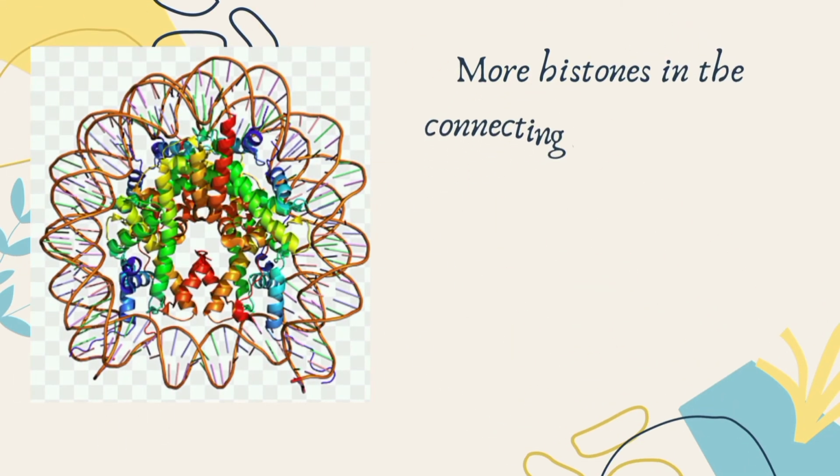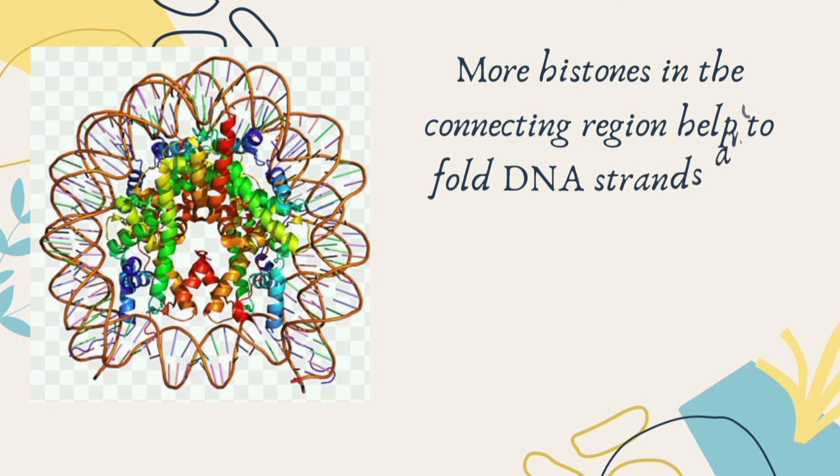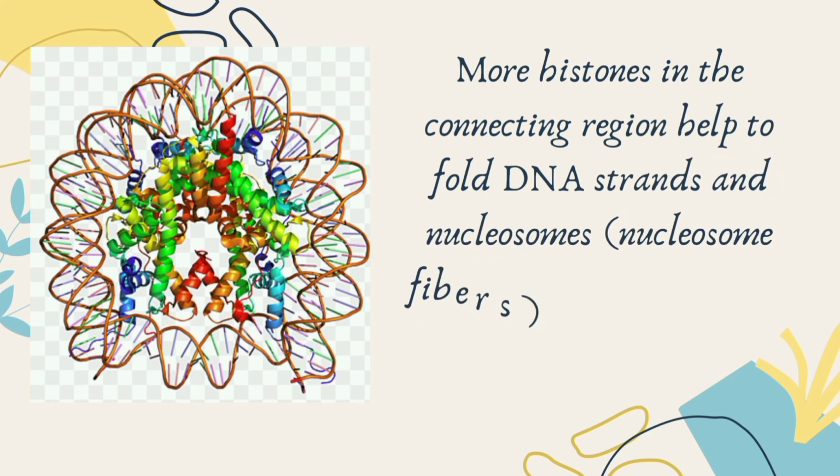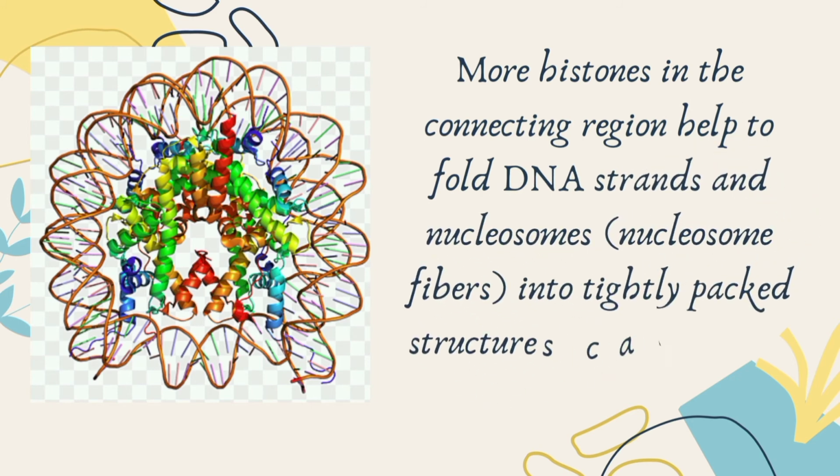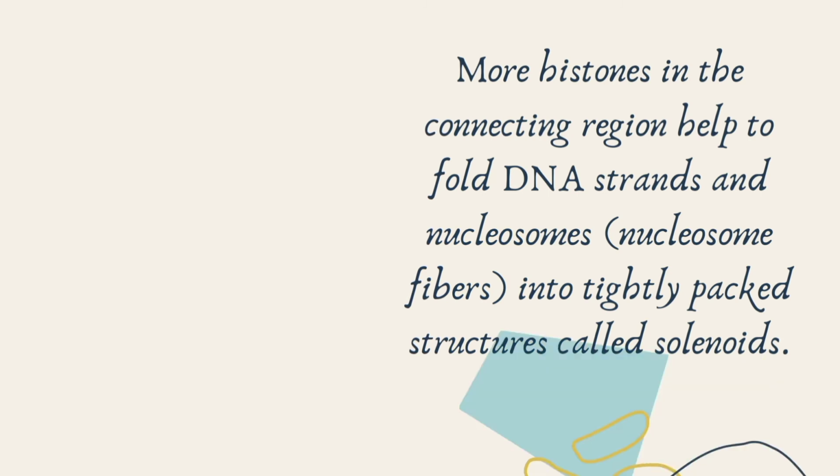Nucleosomes fold to form solenoid fibers. More histones in the linker region help to fold the thread of DNA and nucleosomes, the nucleosome fiber, into a tightly coiled structure called a solenoid. The solenoids are thought to be further looped and coiled around non-histone proteins called scaffolding proteins. The precise details of this higher level of folding are not known.